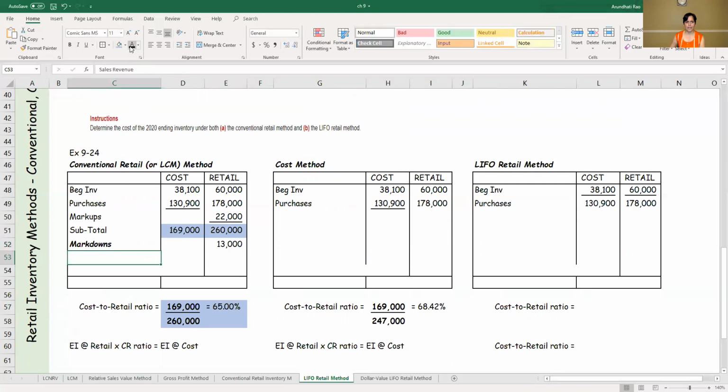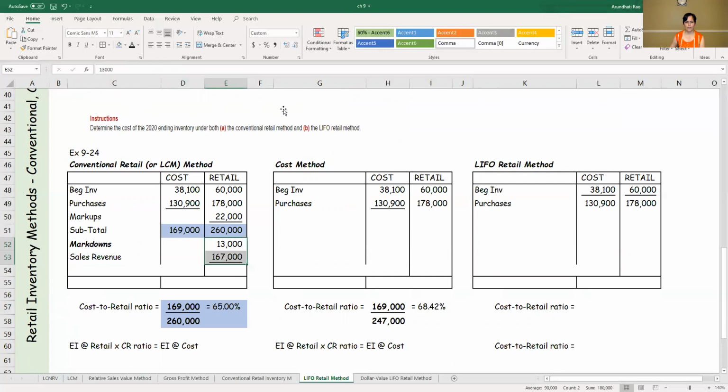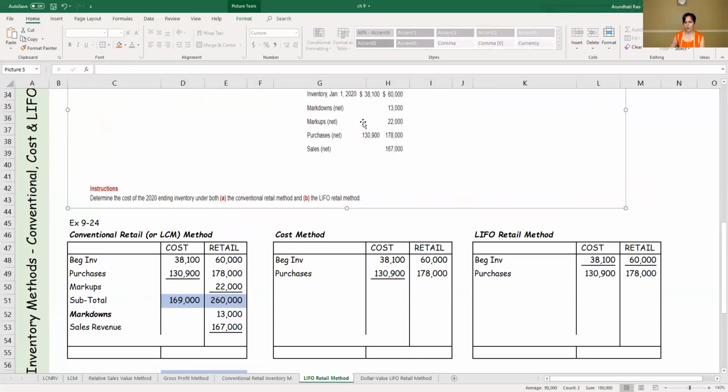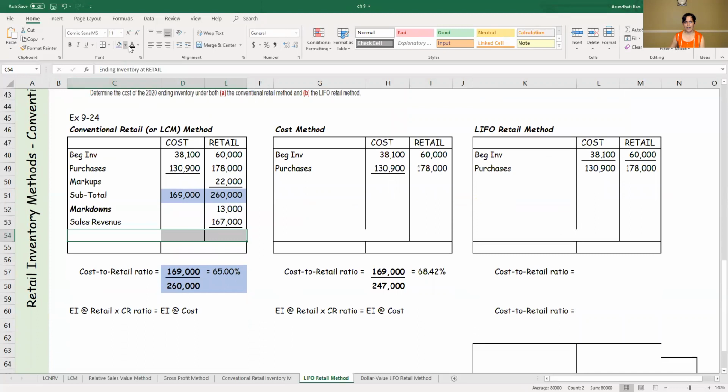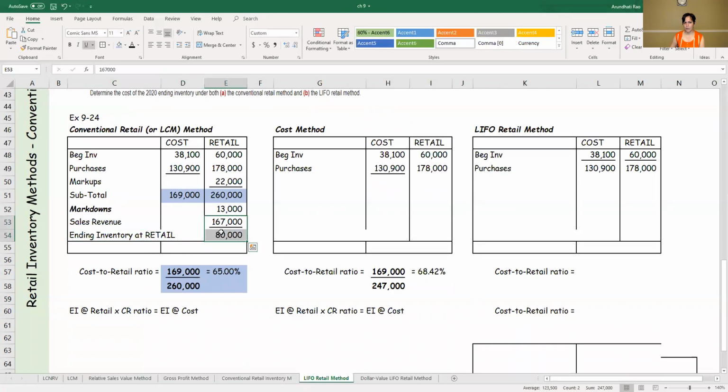And then I'll have my sales revenue, which is going to be, these numbers were again given to me in the problem, the sales number and the markdown numbers. That gives me my ending inventory at retail is 80,000. How do I calculate ending inventory at cost? Ending inventory at retail multiplied by the cost to retail ratio will give me my ending inventory at cost.